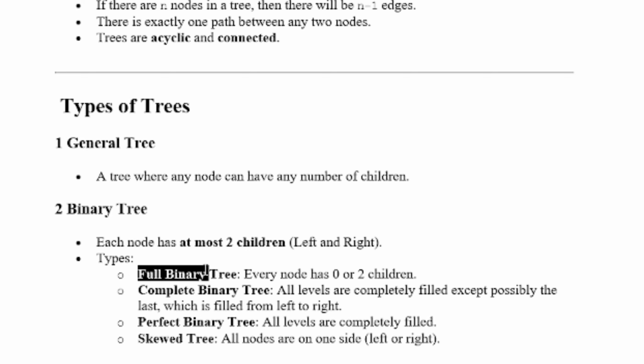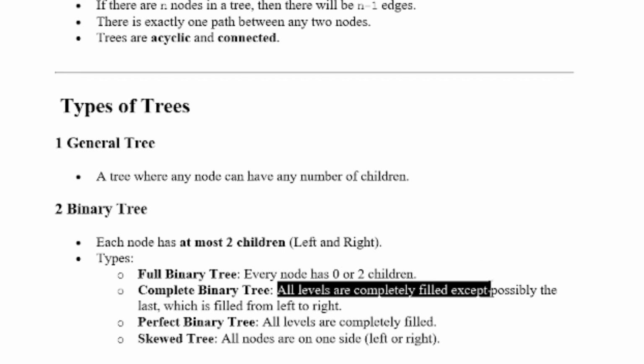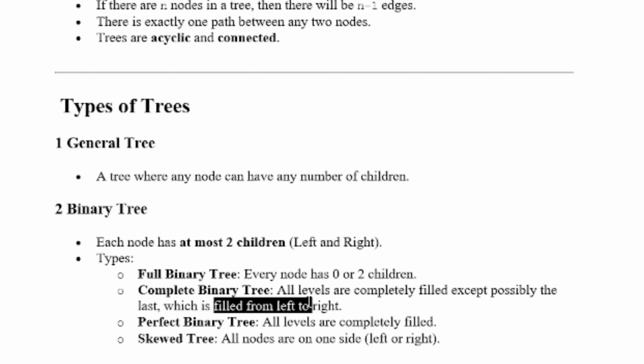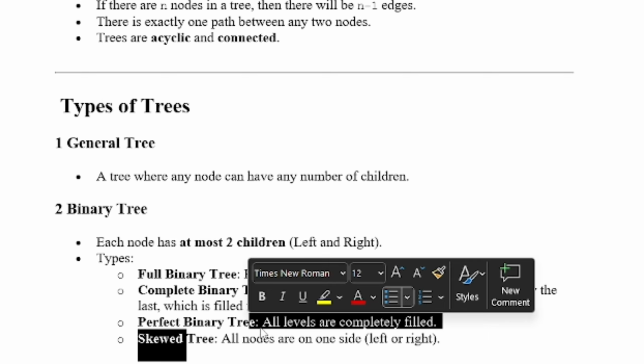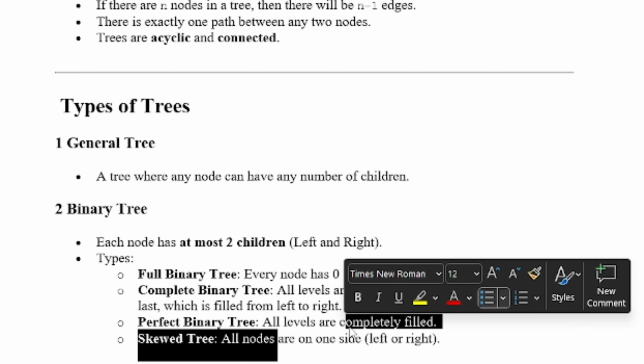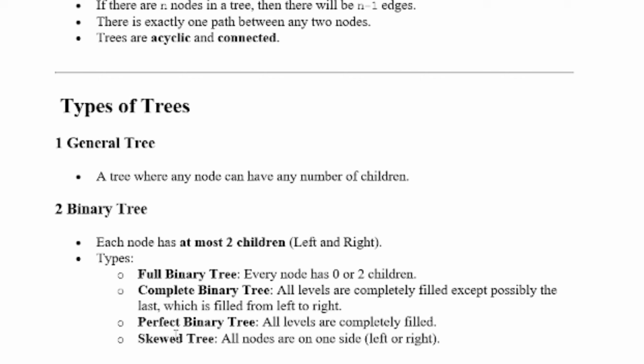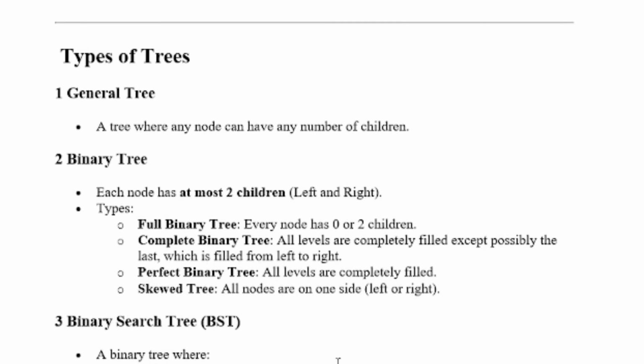Full binary tree means every node has 0 or 2 children. Complete binary tree means all levels are completely filled except possibly the last, which is filled from left to right. Perfect binary tree means all the levels are completely filled. And skew tree means all the nodes are on one side, left or right.